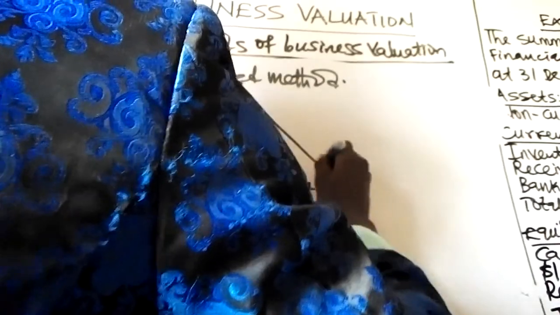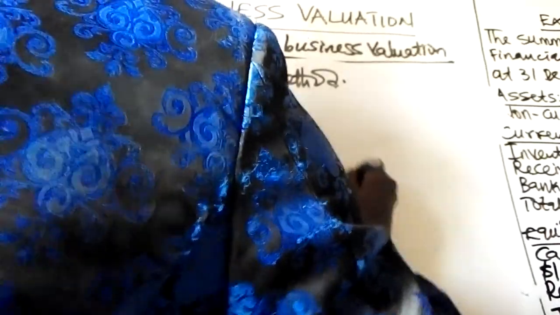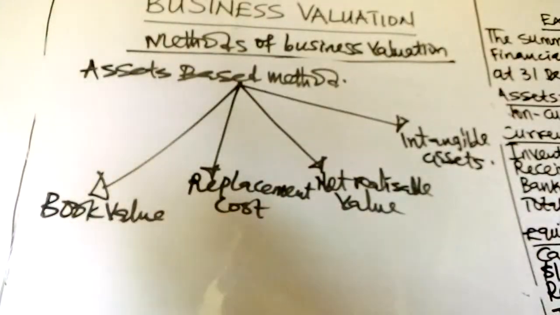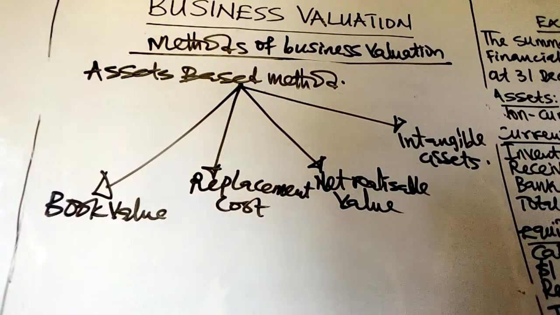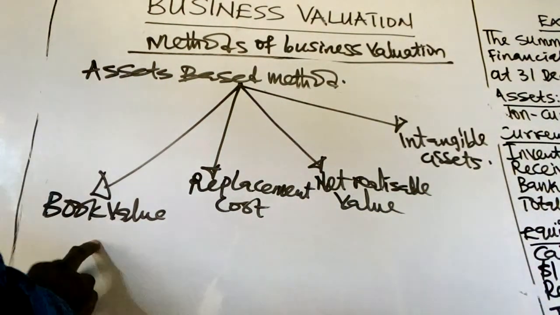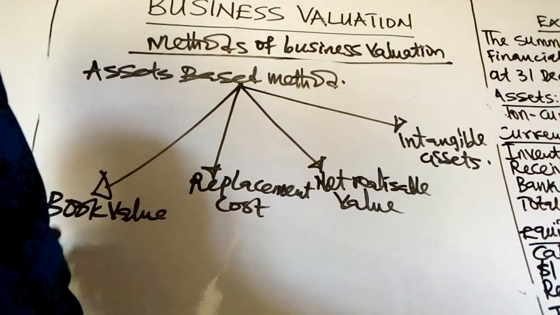3. We will consider net realizable value, and the last one we will consider intangible assets. So these are the methods we are going to consider under this method. We are starting with the first one, book value.